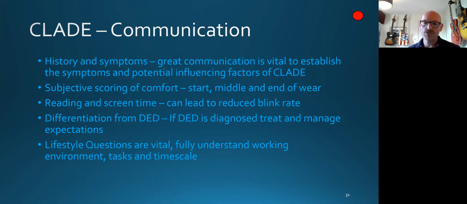Reading and screen time can lead to reduced blink rates. So we saw earlier that blink rates are typically around 17 per minute when resting. Well, actually, if we're reading, blinking rate can drop to as low as about 4 to 5 blinks per minute. So very significant reduction there, which leads to increased evaporation. It's really important for us to differentiate contact lens associated dry eye from dry eye disease. If we've got a patient who's got dry eye disease or an underlying pathology, then we need to manage that first and manage their expectations. And lifestyle questionnaires, again, very helpful to really paint that picture of your patient's working day.